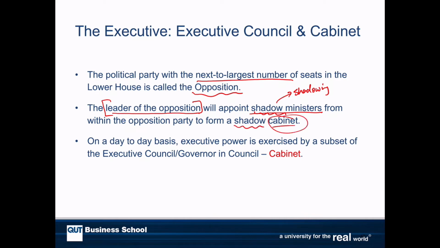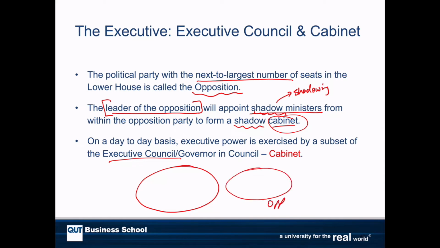So cabinet, we really haven't looked at cabinet. So the executive council, which is all the ministers. So let's just say we have the legislature here, the House of Representatives. And what we're going to have is two groups. We're going to have the opposition and we're going to have the government, whichever party gets elected.